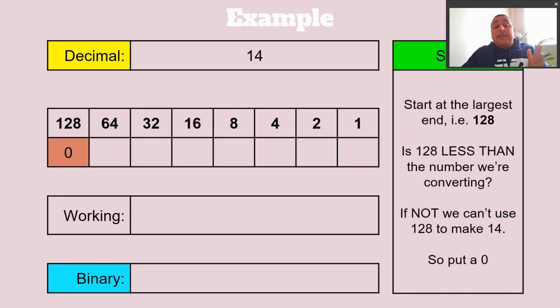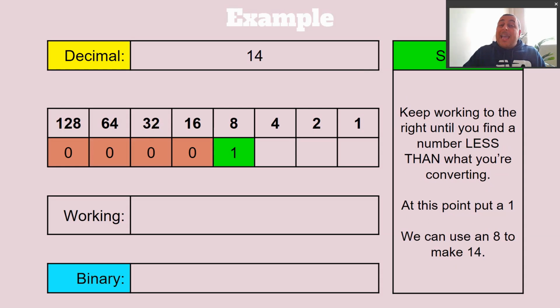Now we just keep going down the list of numbers. 64, is that less than or equal to 14? No. Is 32 less than or equal to 14? No. Is 16 less than or equal to 14? Again, no. But 8 is. So now that we know that 8 is the first number that we're going to have a 1 in, this is what we need to do in our working out.